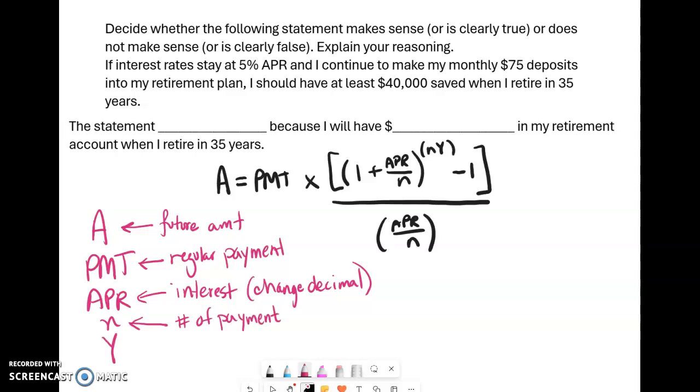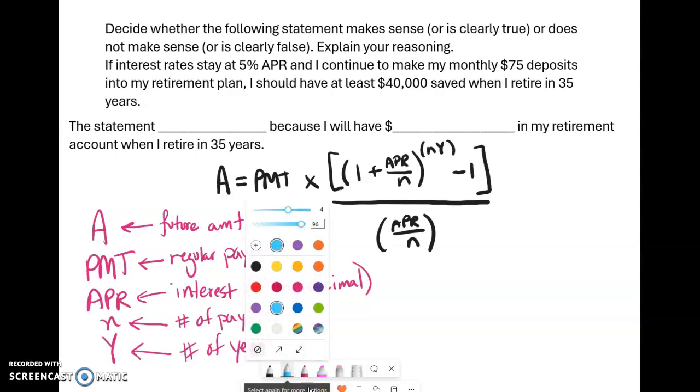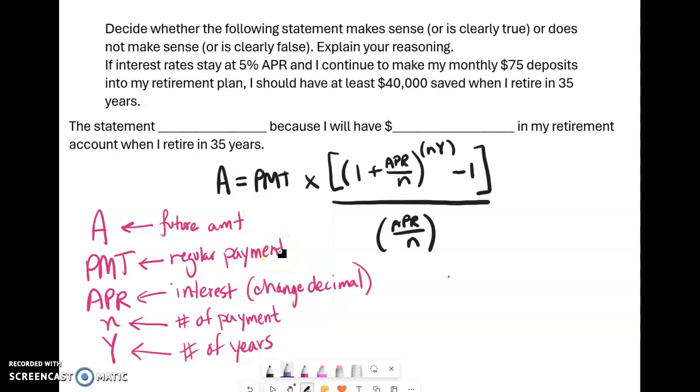N is the number of payments per year. So if you are saving $500 once a year, then your N is going to be 1. If you are saving $500 every month, then your N is going to be 12. And the Y stands for the number of years. So now we went through and we have named all the variables and explained what each one means.